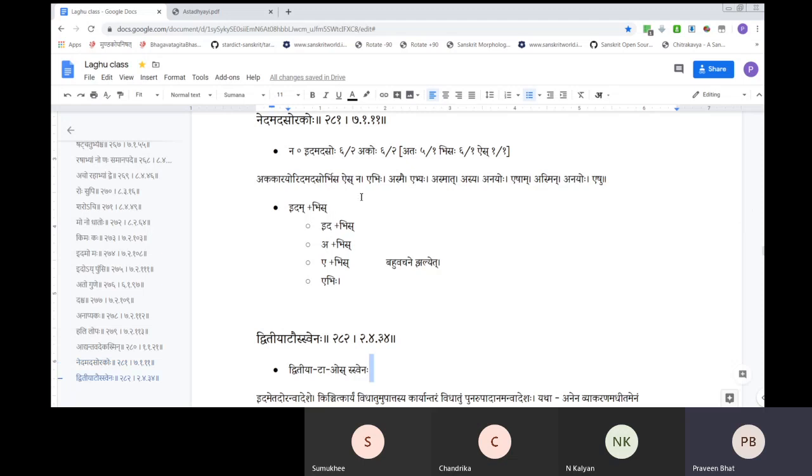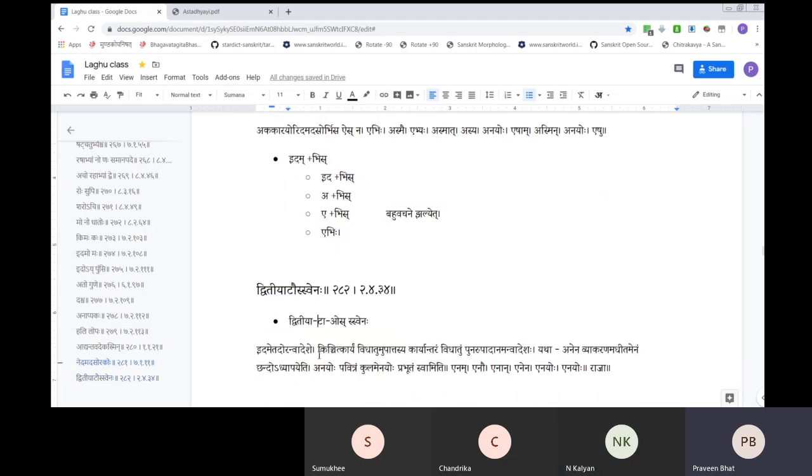Now what is he doing? He has already derived idam. Why do you need this sutra? This is also for idam: idam etadoho. Idam and etad will have this as well. Why? Because he says that here kinchit karyam, already it is derived.